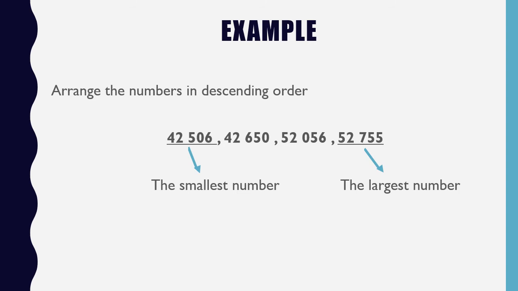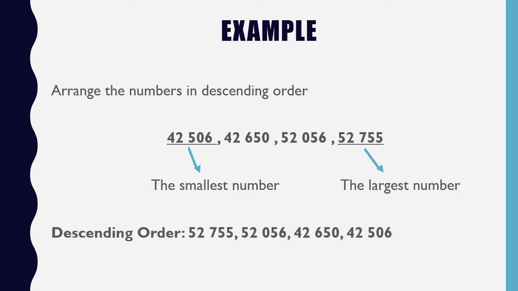So the descending order will be 52,755. The next number will be 52,056. Next number will be 42,650, and the last number will be 42,506, which is the smallest number.